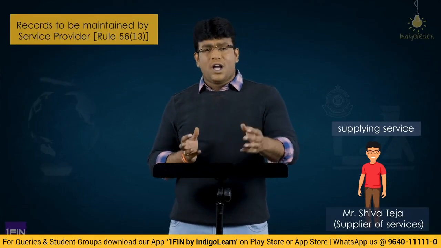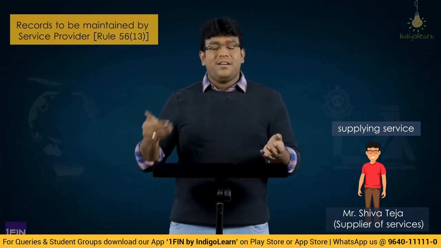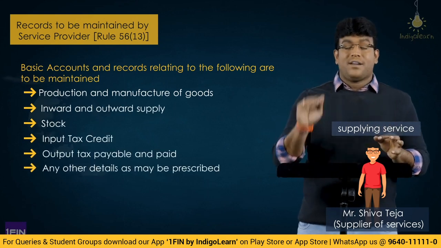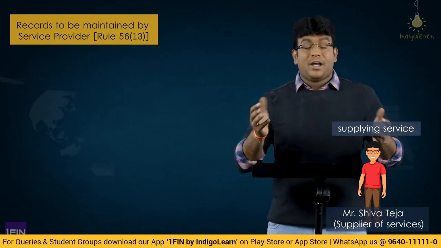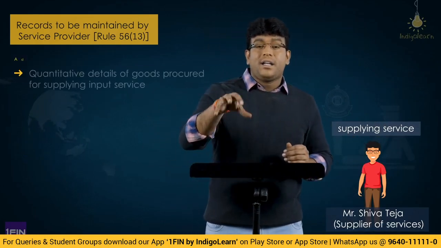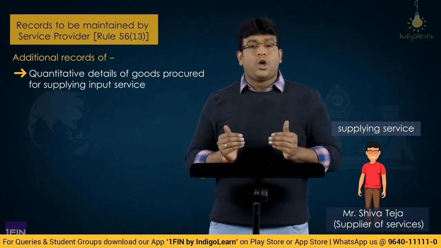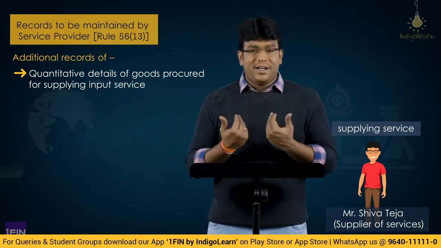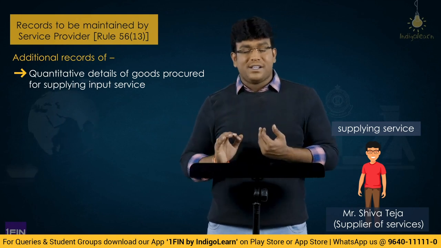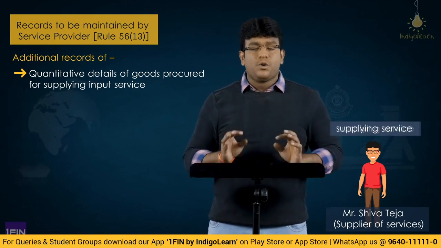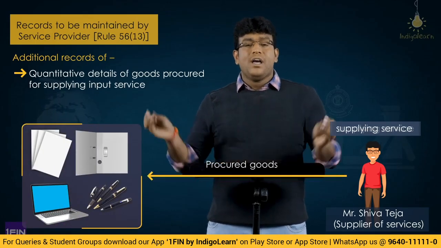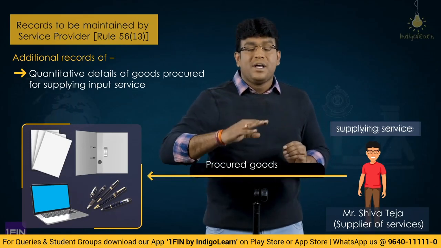In the same lines, if you look at what are the records to be maintained by a service provider, that is somebody like Shivateja who is engaged in supplying services. Normal records, very common, that is inward supply, outward supply, stock of goods. Stock of goods is not possible because I am a service provider. But what are the additional records? I should also maintain records of quantitative details of any goods I have procured for the purpose of supplying my service. For example, for my office use, I would have procured some stationery, some laptop or any particular goods which are used for the purpose of supplying service.